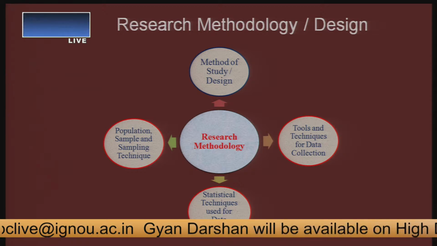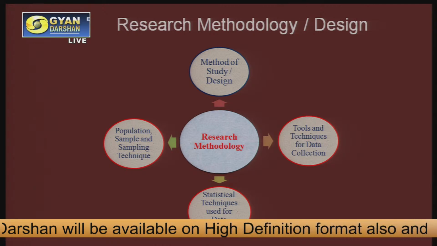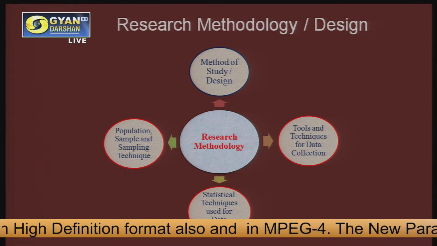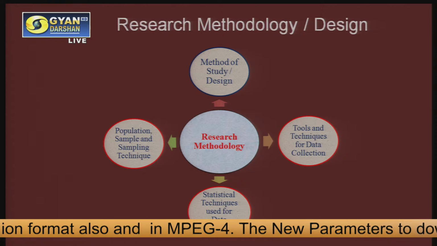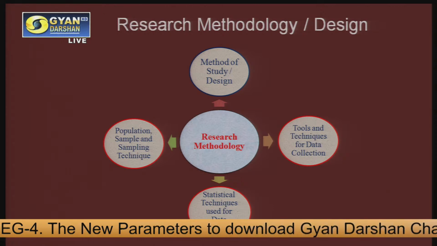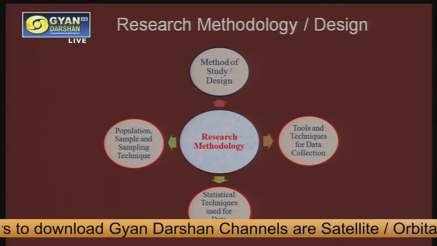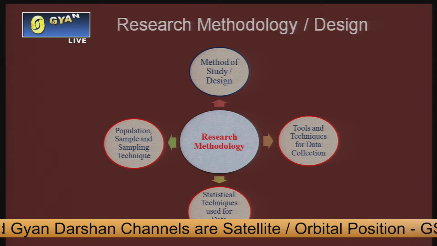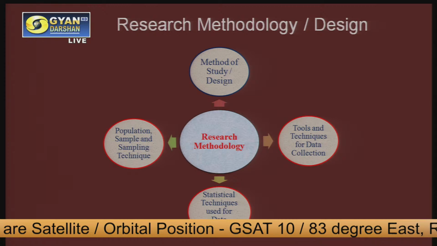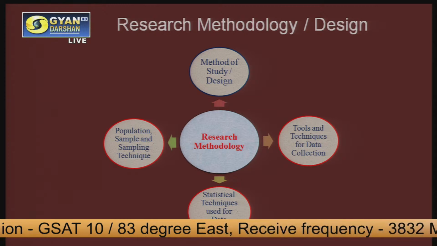First is the survey method, or you can also say the descriptive survey method. The second method is the experimental method. Third is the philosophical method or philosophical research. And fourth is the historical method or historical research. So here I am talking about the 4 different methods. In your study, you have to clarify specifically on which method your study will be conducted.